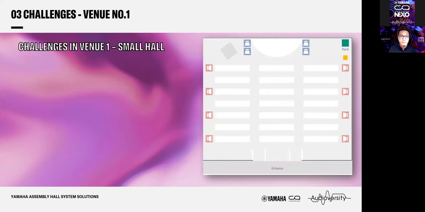Okay, the first challenge we have here, in venue number one, is a small hall. You can see this is a very typical small hall, very much like a small church or a small assembly area. In this typical situation, we bring up a few factors that are very common.